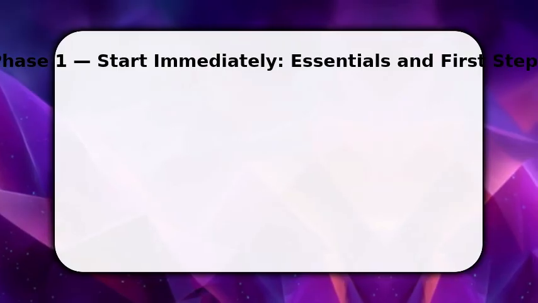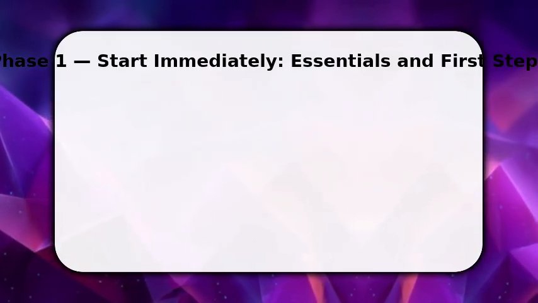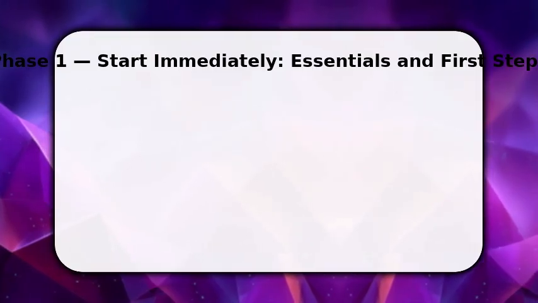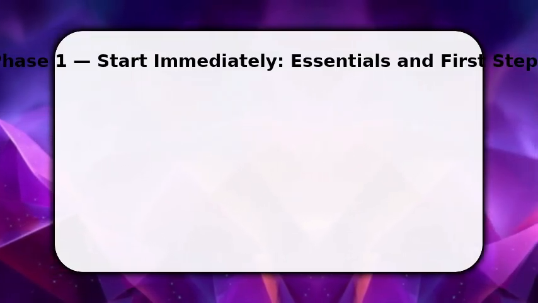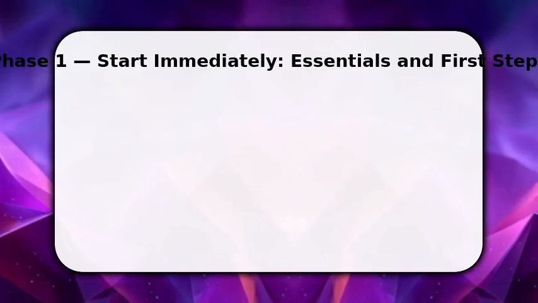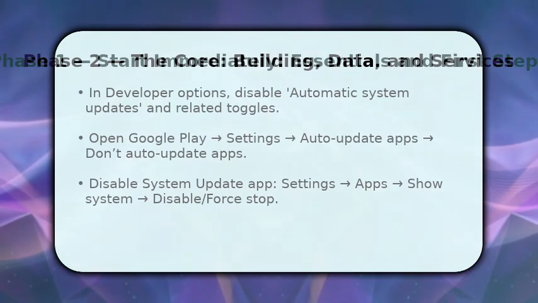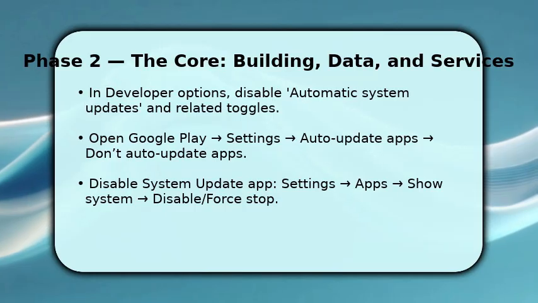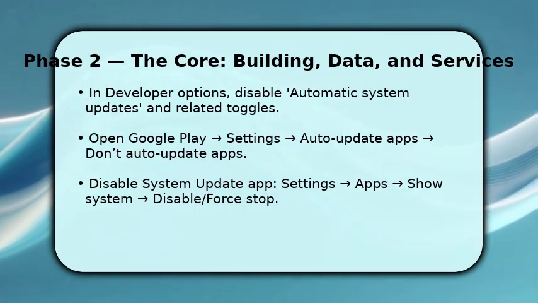Once done, return to Settings and find Developer Options. This is where most system update controls live, and it avoids waiting for automated update prompts to appear. You now go into Developer Options and switch off automatic system updates. This stops immediate forced downloads.